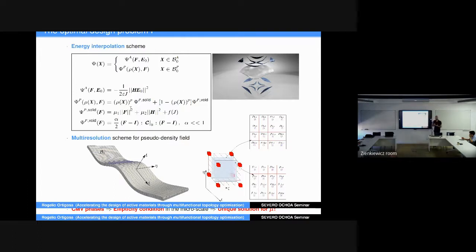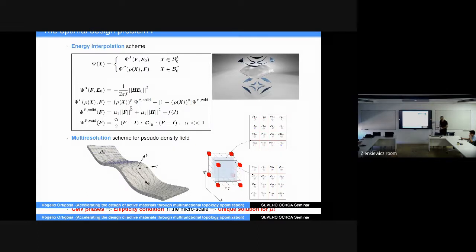And the way I'm going to do it is like you usually would do it in the SIMP method, proposing an interpolation of the energy in terms of a pseudo-density parameter that takes values between 0 and 1. This is the way I do it. So this passive energy is interpolated in terms of this rho, which is usually to the power of p, and p tends to be 3.